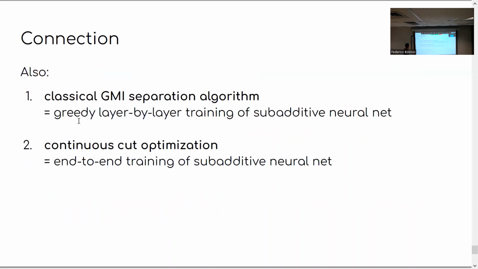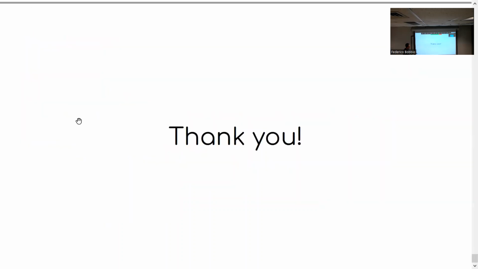And then in particular, if you look back at what the classical algorithm might do, you really start reinterpreting this as saying that the classical GMI separation algorithm is really trying to do some greedy layer by layer training of this subadditive neural net. Whereas when you do continuous cuts optimization, it's maybe something more like end-to-end training of the subadditive neural net. Yeah, this is pretty crazy. That's it.